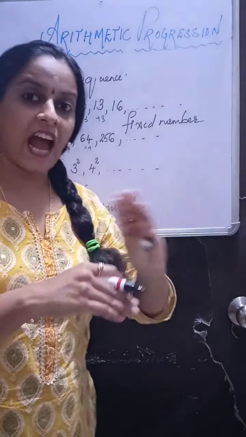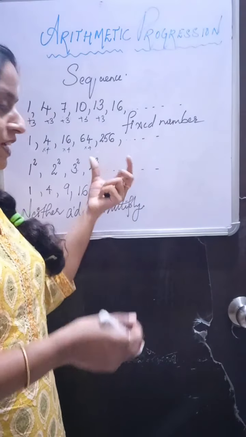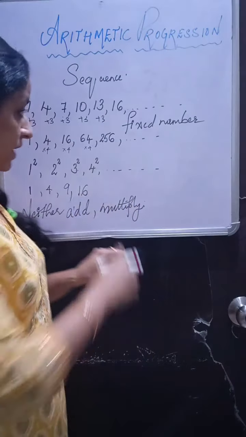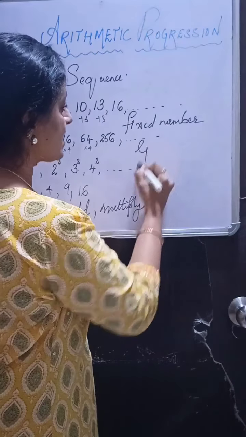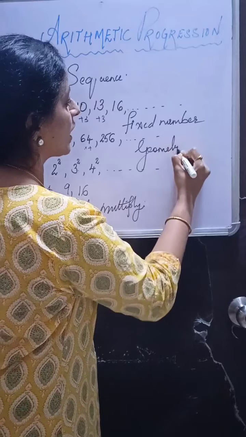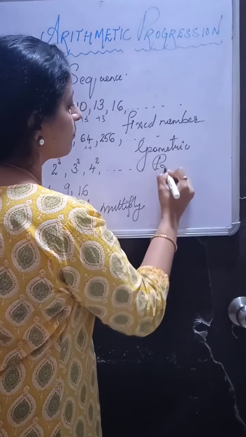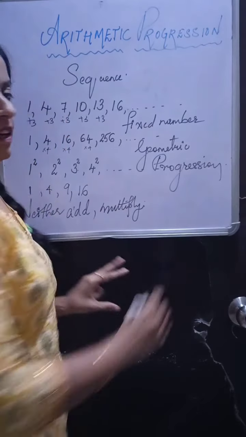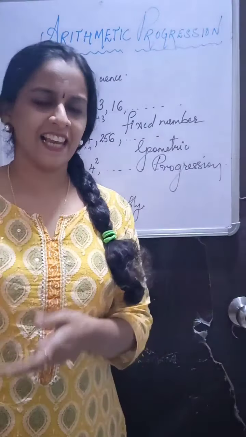First case, you were adding by the same number. Second case, you are multiplying by the same number. When you multiply by the same number, this sequence is called a geometric progression. But you don't have to learn this this year. You will be learning it later.